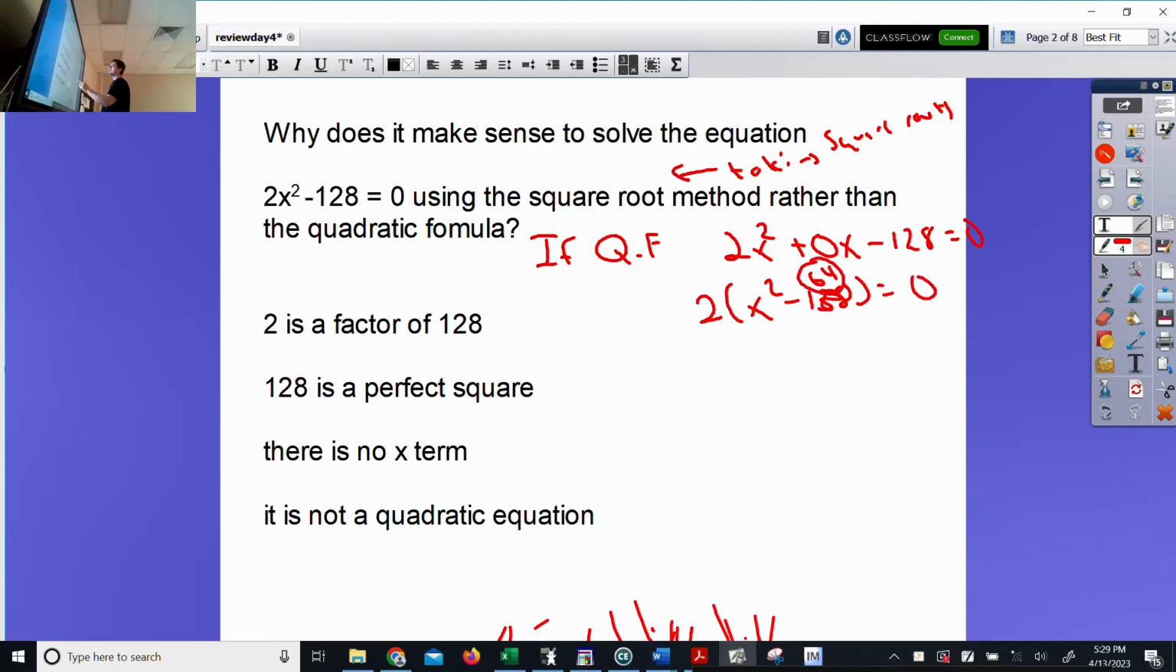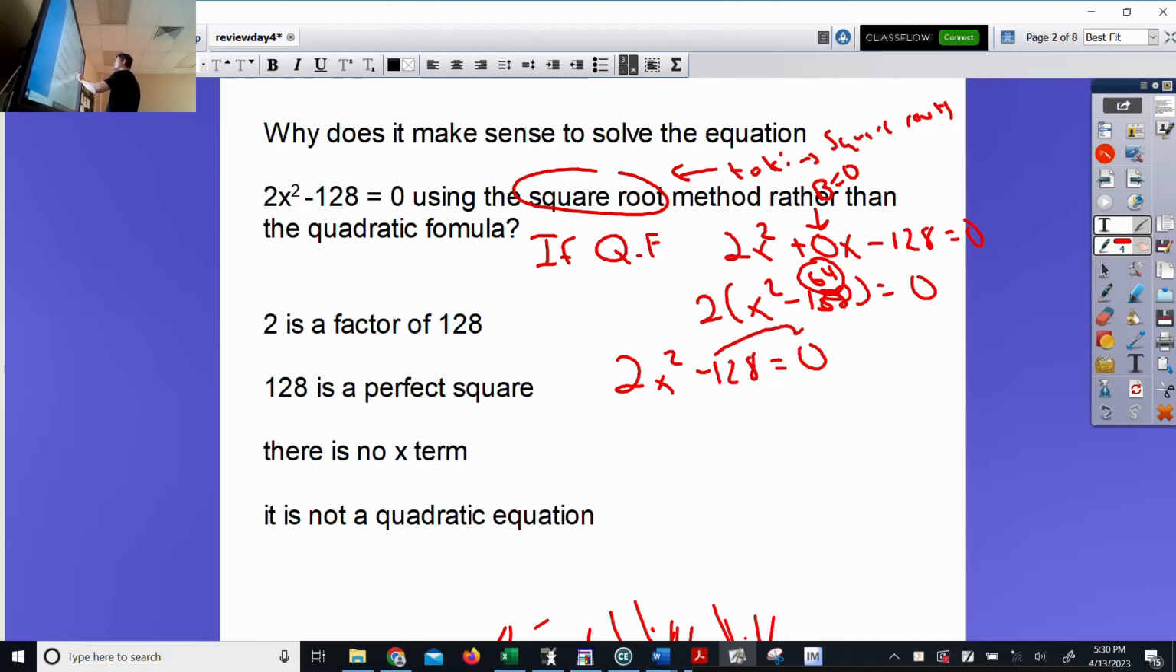Now also, if you did the quadratic formula, you'd have this b value of 0. It just seems silly. It doesn't make sense to use the quadratic formula because factoring is plain and simple and the square roots are simple. But if you do this thing by hand using what they call the square root method, it's a pretty quick problem.